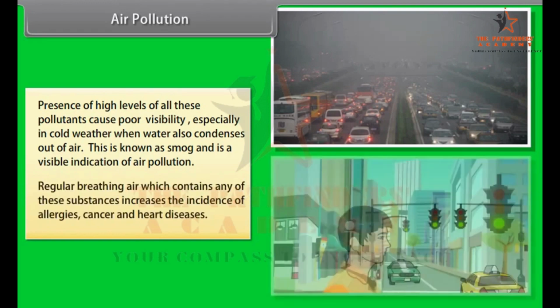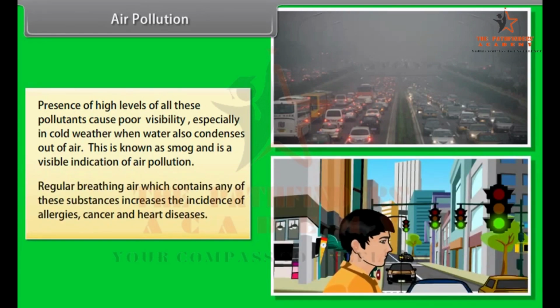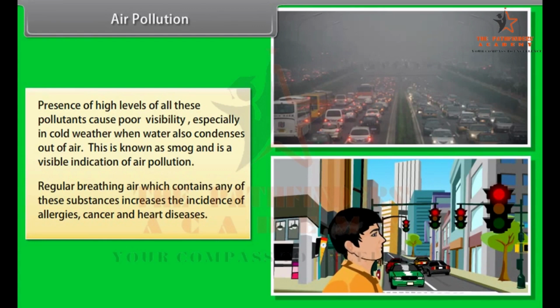Regularly breathing air which contains any of these substances increases the incidence of allergies, cancer and heart diseases.